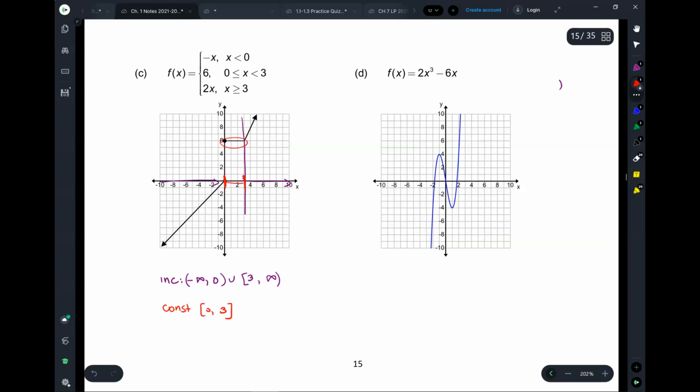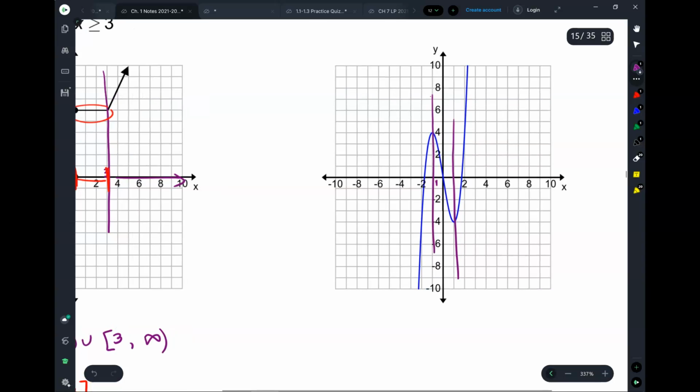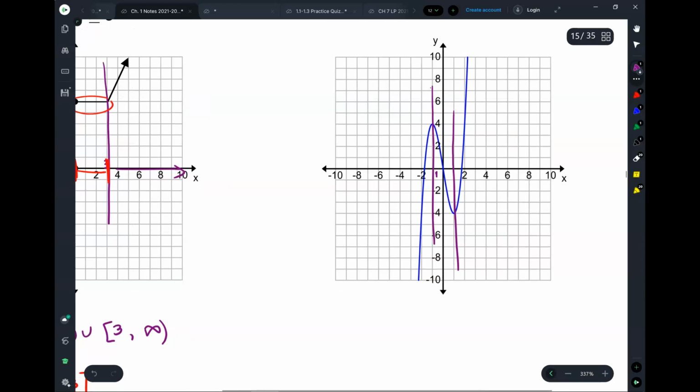Okay, next. This next function is increasing a little bit until -1, and then it starts to decrease, and then it's increasing again, right? So it's increasing from negative infinity all the way to x equals -1. Also from 1 to positive infinity. And then it's decreasing from -1 to 1.